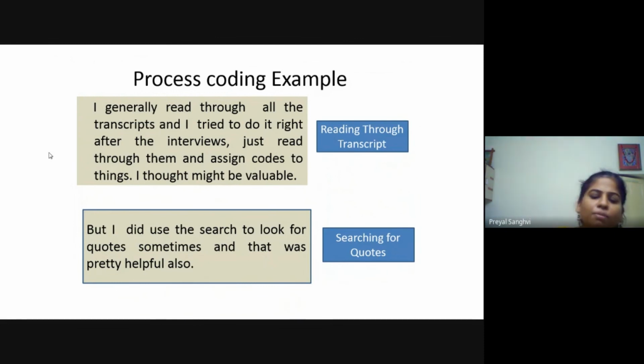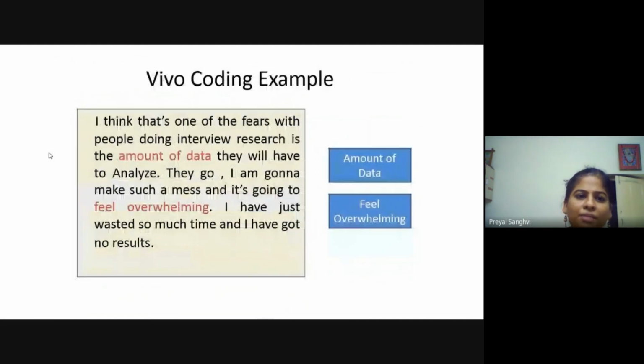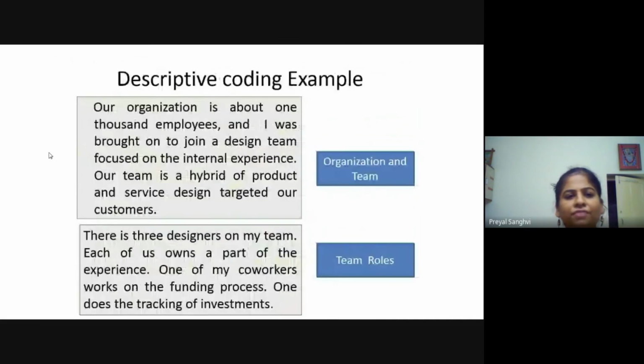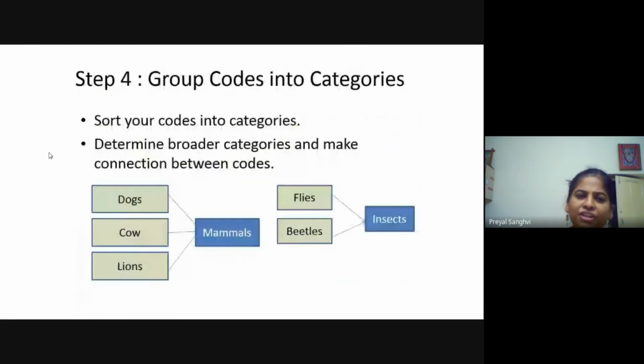So this is all about the three types of coding. Here we have discussed descriptive coding, in vivo coding, and process coding. Descriptive coding is all about summarizing the topic. In vivo coding is all about the exact words used by the participants. And in process coding, we find the action in the data, and we prefer to use words ending with ing. So these are the different types of coding that we have discussed.